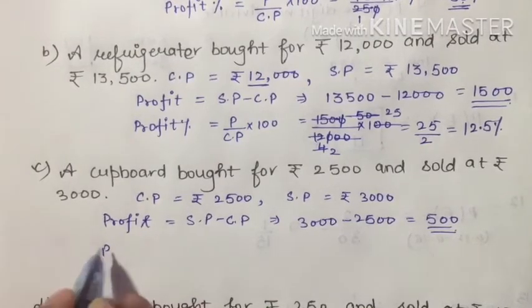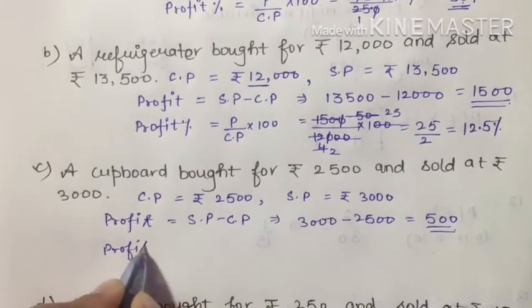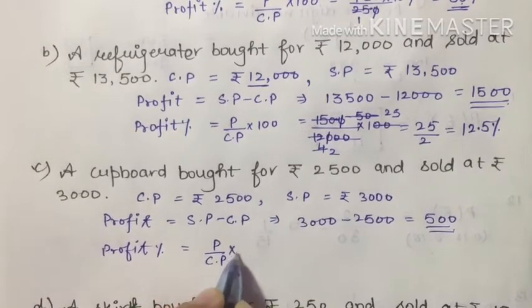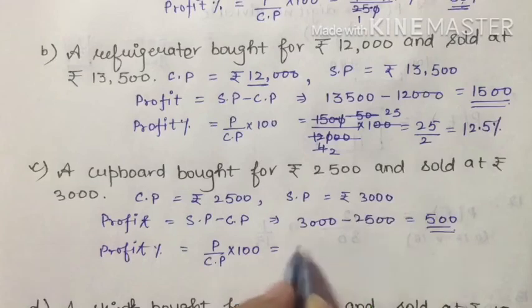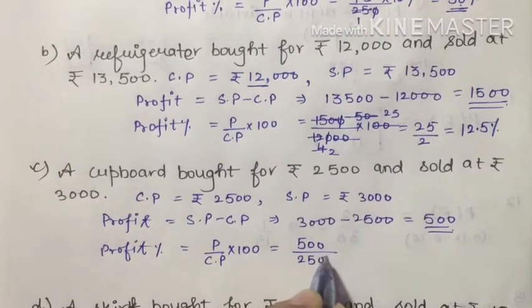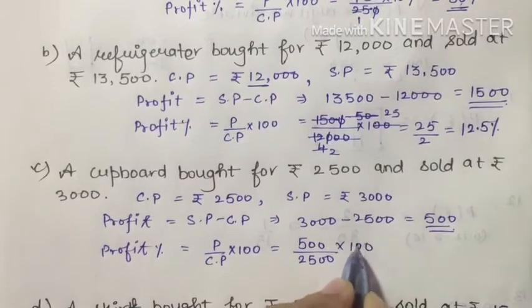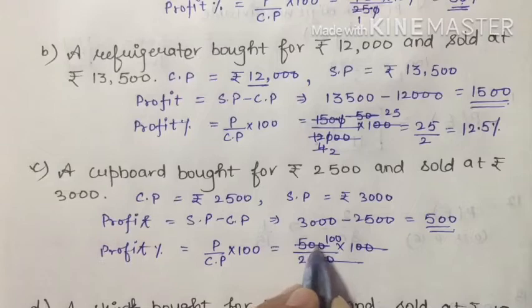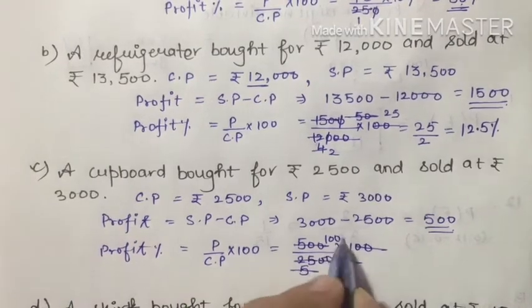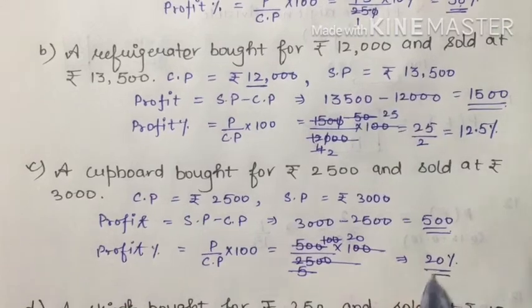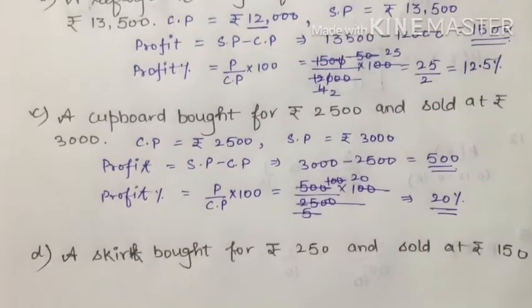If I'm getting profit, then I have to find the profit percentage. Profit percentage is profit divided by CP multiplied by 100. My profit is 500. My CP is 2,500, multiplied by 100. This 2 0 will be cancelled. By the table of 5 I will be cutting, 5 10, it will be 5. 5 can be cancelled by this. It will be 20% profit.